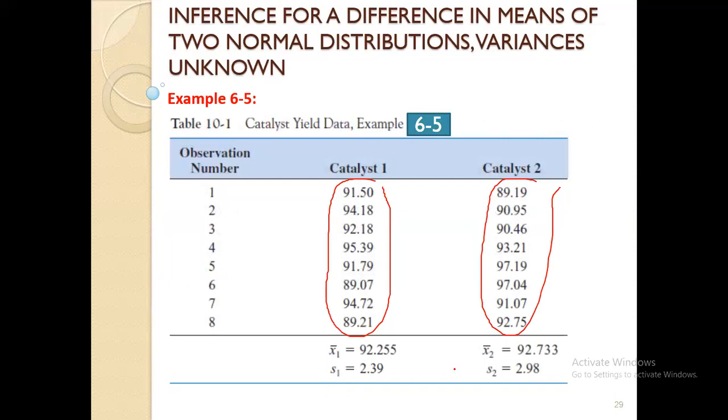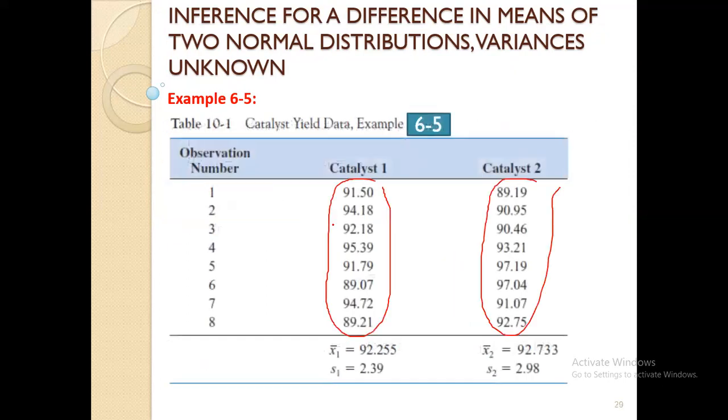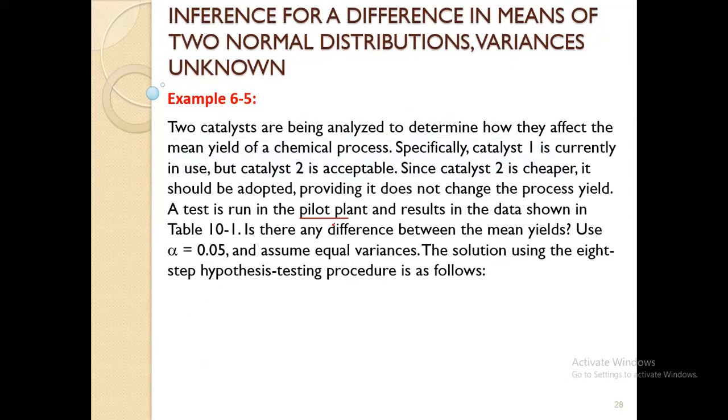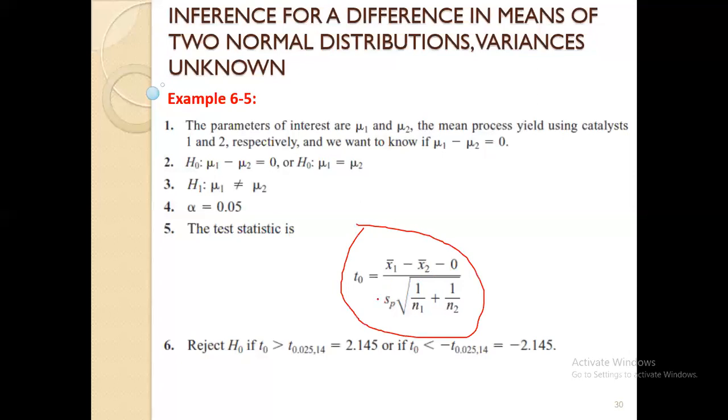Okay, we calculate S1 and S2. Now we would like to test the difference in means: H0: μ1 equal to μ2, versus the alternative, not equal. We use the t-test. For this case, we assume the population variances are equal. Based on the equal variance assumption, we use this formula.